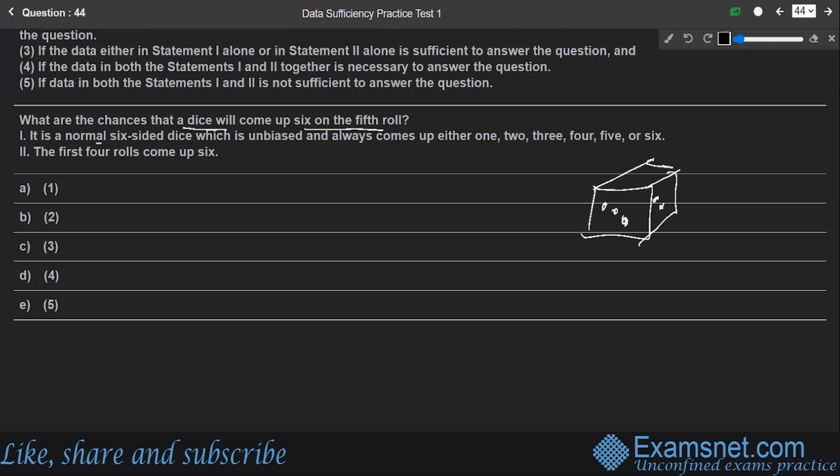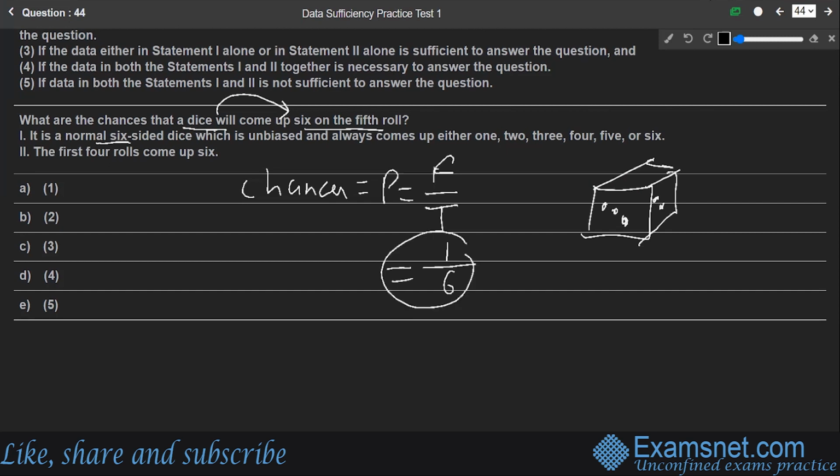Okay, so let us see the first information. The question asked is, what is the chance that a dice will come up 6 on the fifth roll? So chances are nothing but the probability, which is the number of favorable outcomes divided by the number of total outcomes. So the chance of getting a 6 can be found out by 1, because there is only one 6 available on the faces of a dice, divided by 6. So this is how the probability is found out. But we are supposed to answer this for the fifth roll. So clearly we'll have to see the data first.